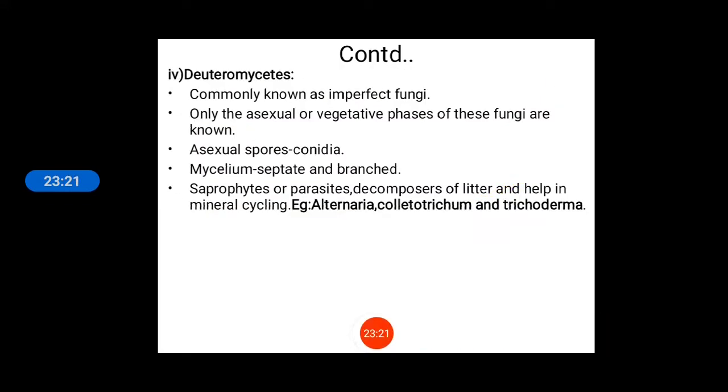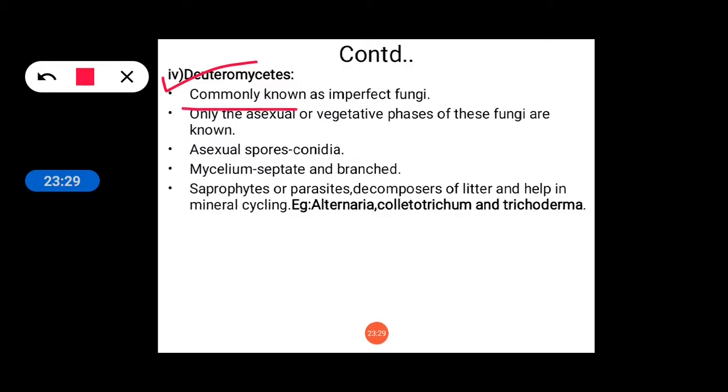The last type of fungi is deuteromycetes. They are commonly known as imperfect fungi. Why are they known as imperfect fungi? Because here sexual reproduction is not found. Okay, so that is why they are known as imperfect. Only the asexual or vegetative phases of these fungi are known. So in deuteromycetes, there occurs only asexual or vegetative reproduction.